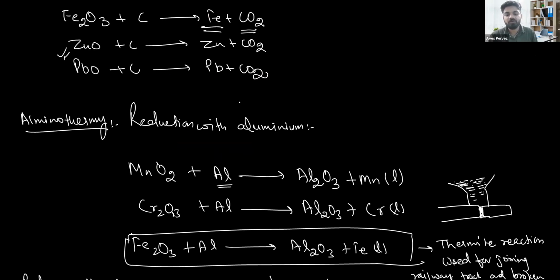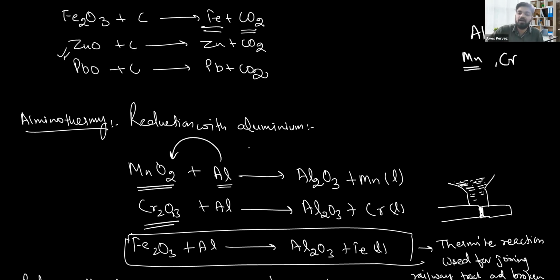Now, you know that these are the metals, and you have seen the mid-reactive metals here. After the mid-reactive metals, we have aluminium. Before the aluminium, we have magnesium, and chromium. So if I have manganese oxide, MnO2, and chromium oxide, Cr2O3, these can be reduced with the help of aluminium, and this is called aluminothermy. The reduction with aluminium is called aluminothermy.